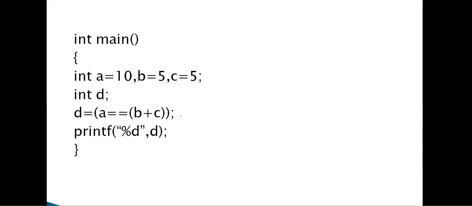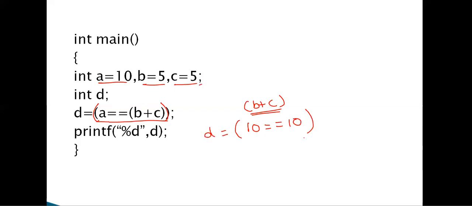Now a simple example. I am initializing three variables, a with 10, b with 5, c is 5. Now d is equal to this entire value, placed in this parenthesis. How are the expressions evaluated? Generally, first the innermost parenthesis is executed. Remember, the highest precedence is for parenthesis. So in this expression, first b plus c is executed. What is b plus c? 5 plus 5, 10. So d is equal to 10 is equal to 10.